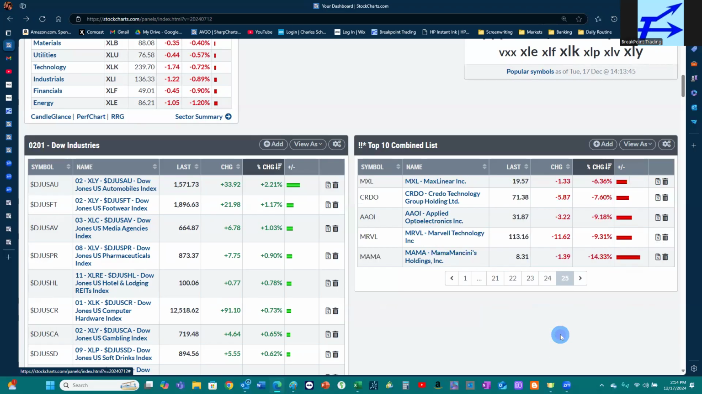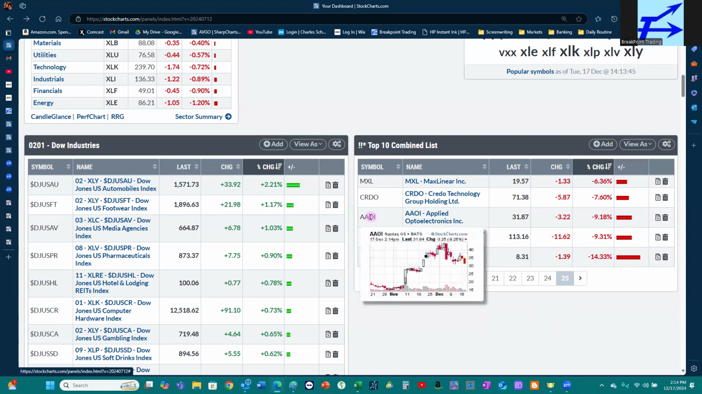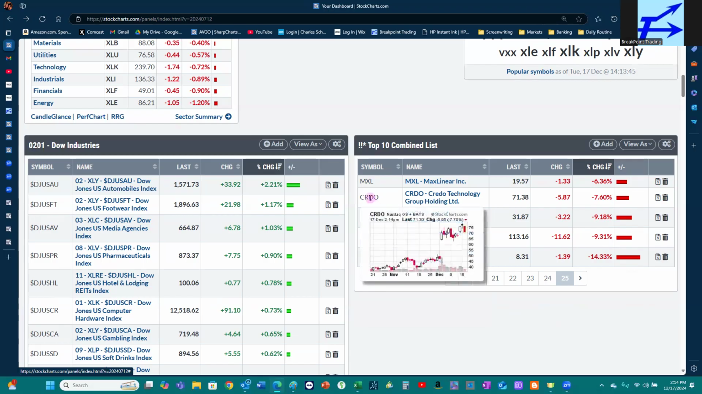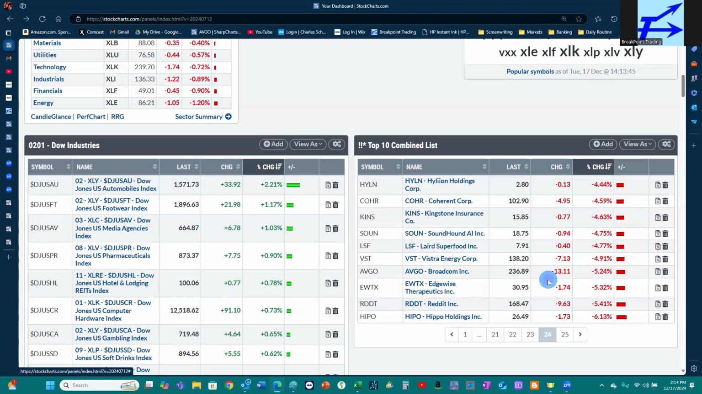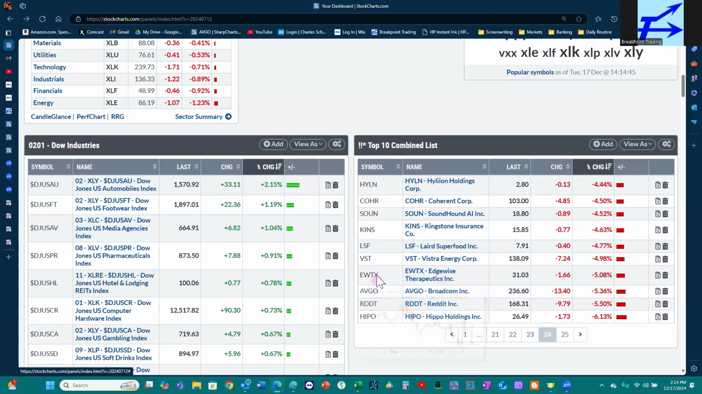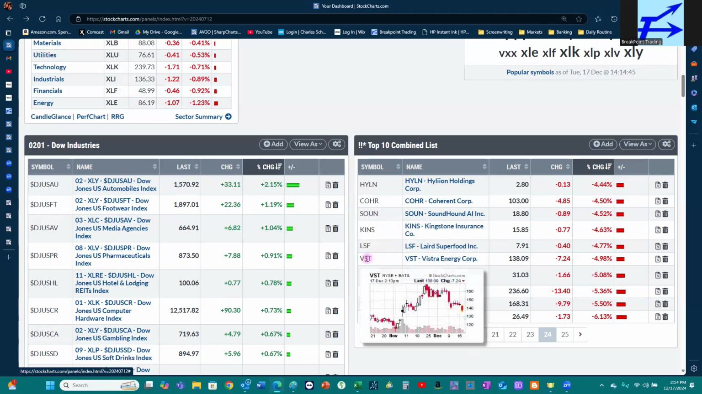Let's look at the bottom of the list. Marvell, significantly pulling back. This one here was one of the winners a couple of days ago. Credo Technology, pulling back today as well. Max Linear, pulling back. We go back to 24, SoundHound is here. Actually was pulling back and now it's starting to recover for the day. So it's been pretty strong.